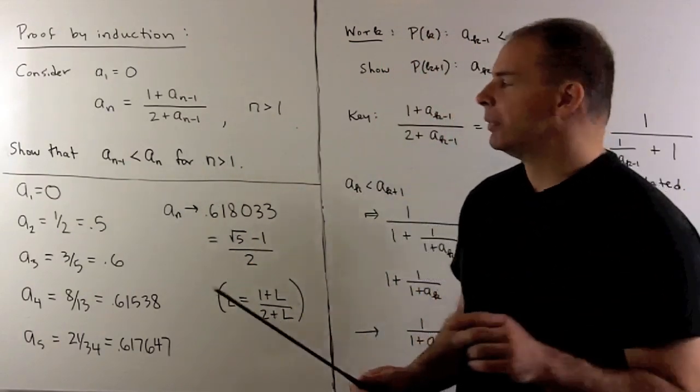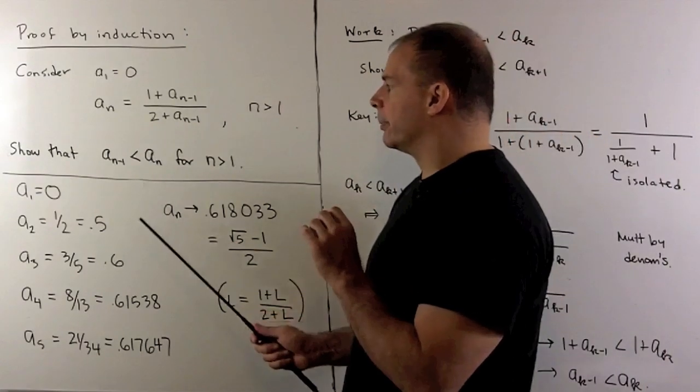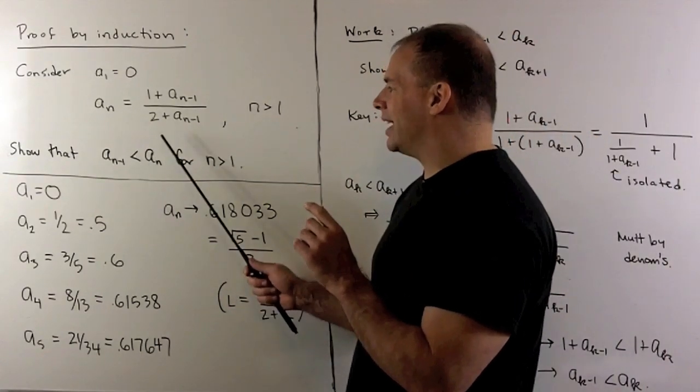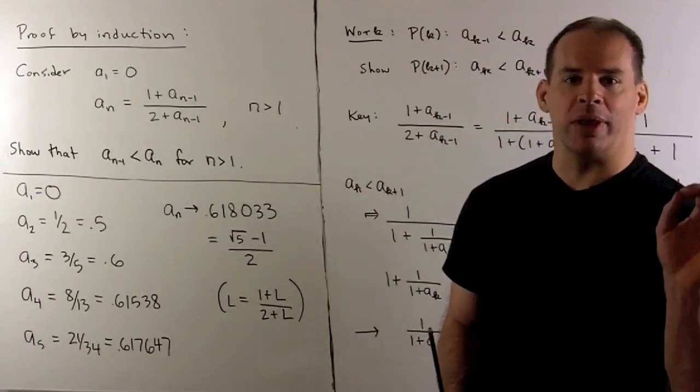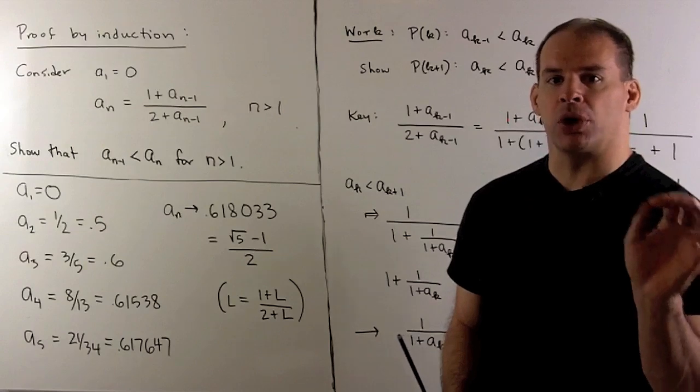We want to show that our sequence is increasing. So a sub n minus 1 is less than a sub n for n greater than 1. So the idea is, as we let n get bigger, the terms in our sequence are also going to get bigger.